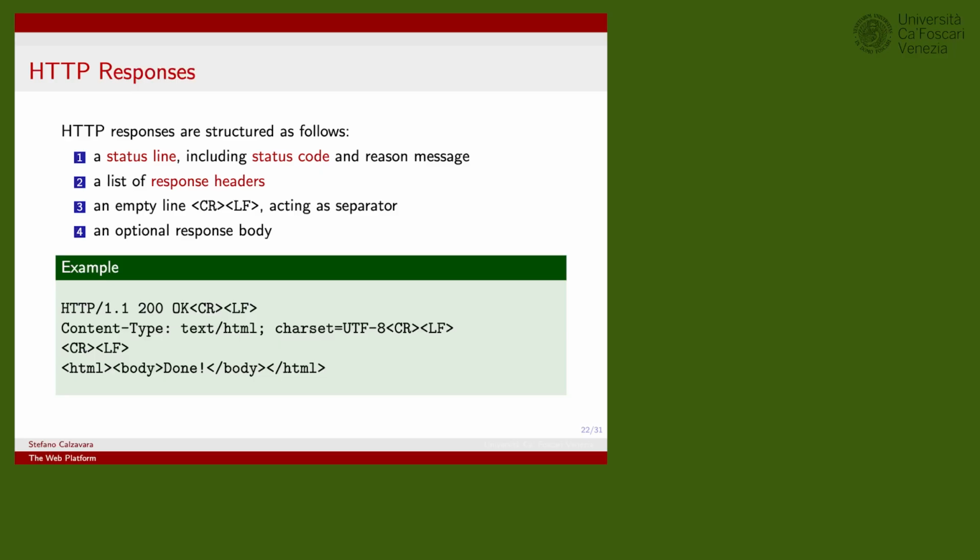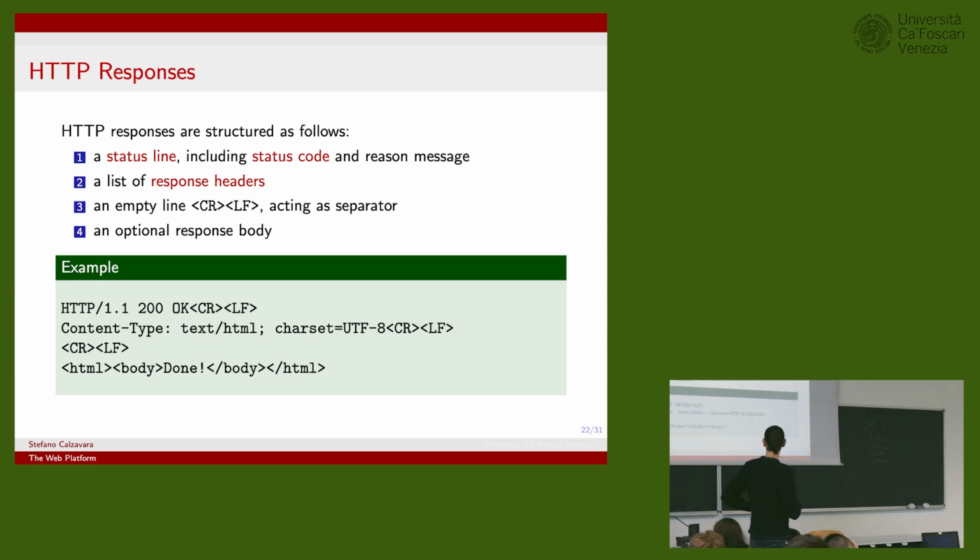We discussed requests, now let's discuss responses. So what is the structure of an HTTP response? The first line is special again. It's called a status line. In the status line, we include what is called a status code. In this case, it's 200. Status codes are again from a fixed vocabulary. So you have a list of known status codes. And the reason message is OK, which means this request was processed correctly, and this is the corresponding response.